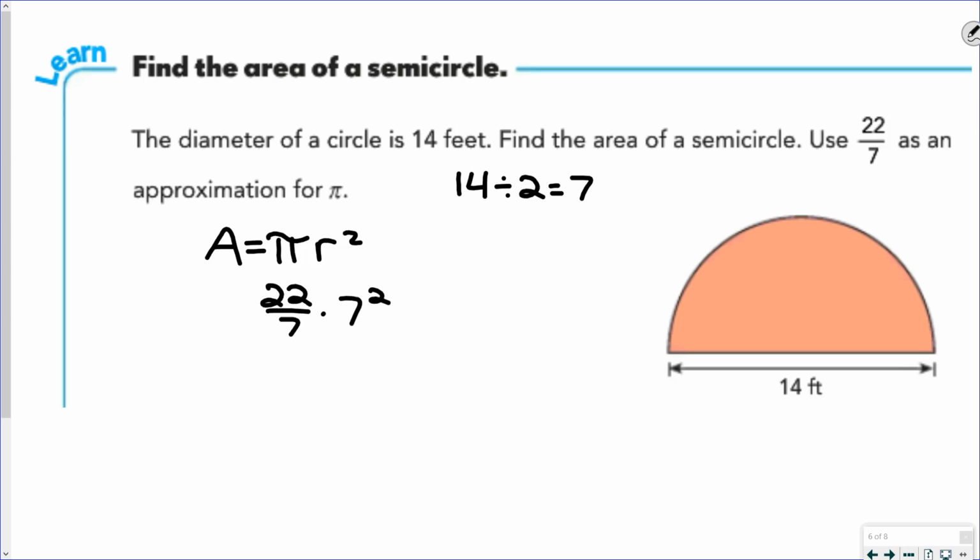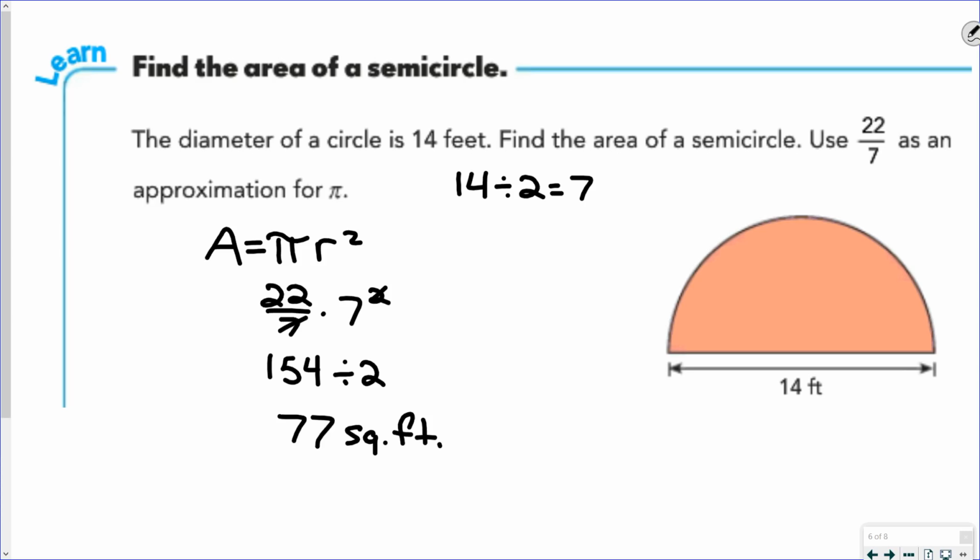And something else you can do at this point, since you have a whole bunch of 7s here, you can cross that out and you can cross that out. And we know that 22 times 7 is 154. But that's the area for the entire circle. We just want the area of our semicircle. So since a semicircle is half, we can divide that by 2 to get an area of 77 square feet.